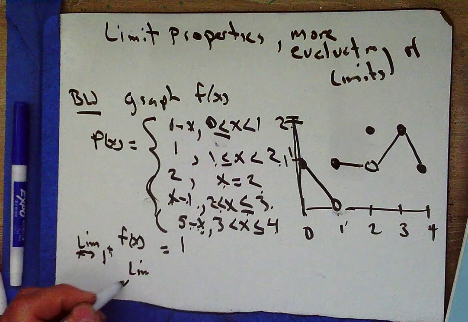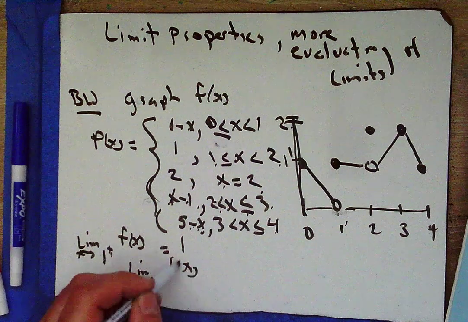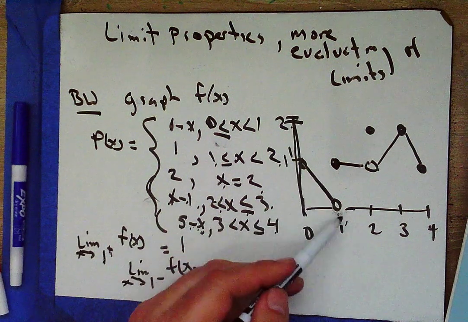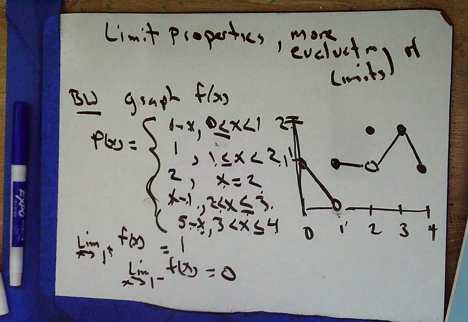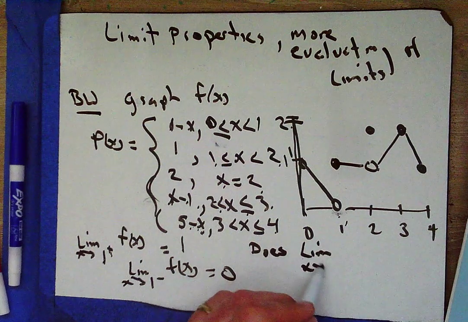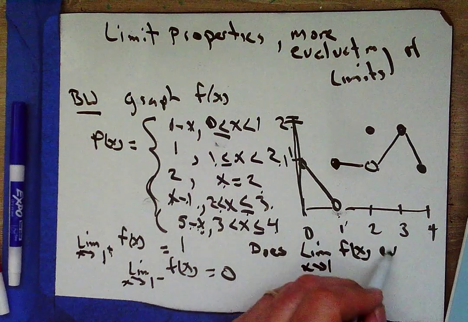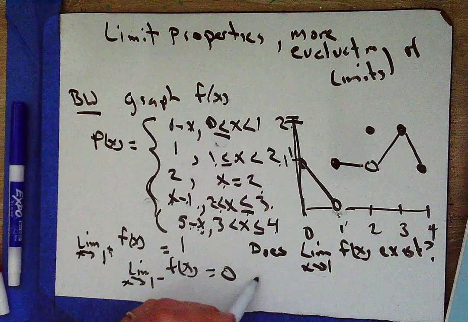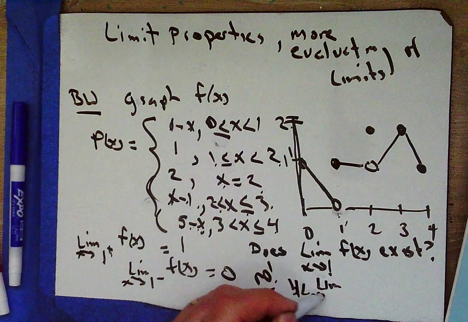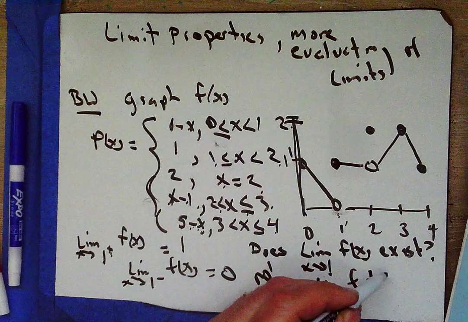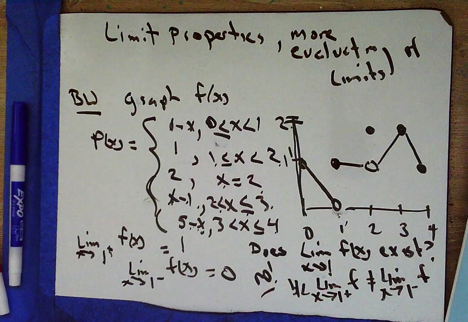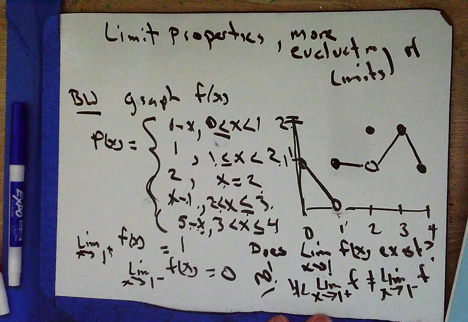And what about the limit as x approaches 1 from the negative side of f of x? What happens if I come in from this direction? Well, the y values are heading down to 1. I'm sorry, heading down to 0. So, does the limit as x approaches 1 exist? And you say, no. Why not? Because the limit as x approaches 1 from the positive does not equal the limit as x approaches 1 from the negative side of that function. Okay? Write that sentence. Justify your statement.